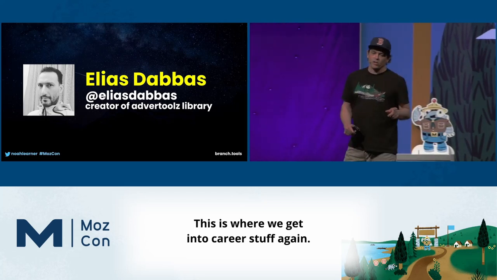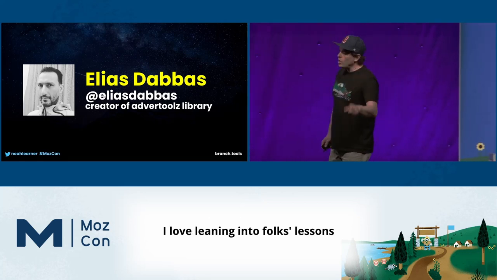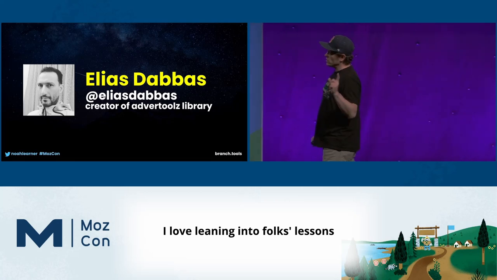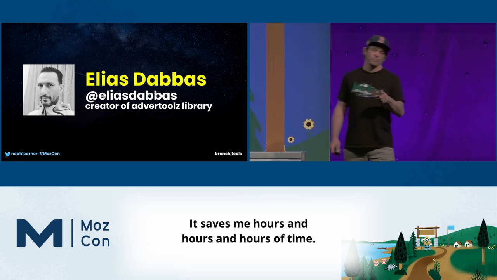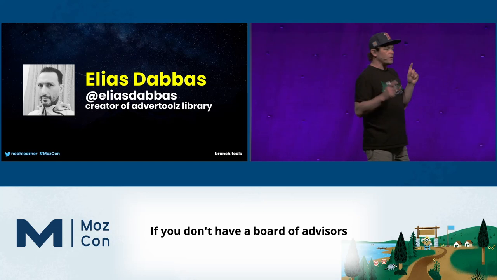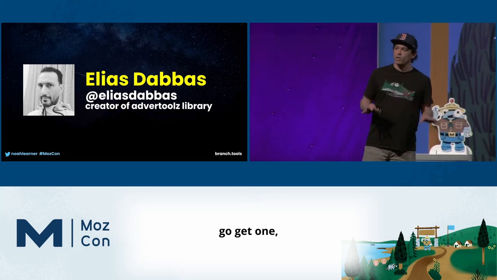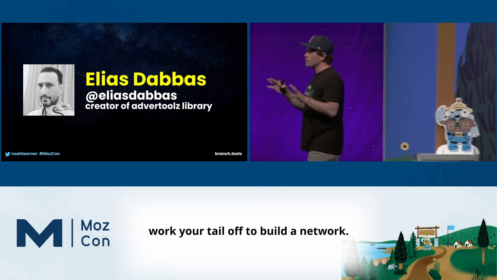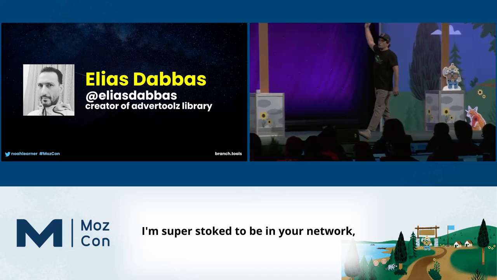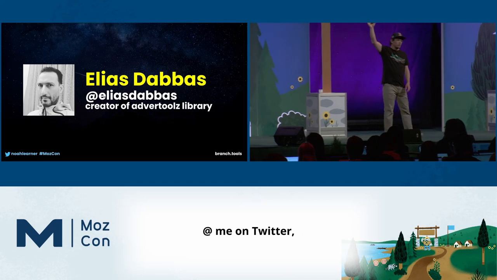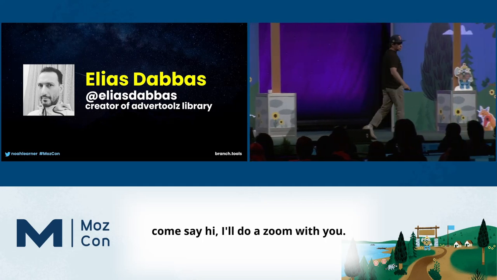This is where we get into career stuff again. I love leaning into folks' lessons that they're willing to share with me. It saves me hours and hours and hours of time. If you don't have a board of advisors for whatever your superpower is, go get one. Get a network. Work your tail off to build a network. I'm super stoked to be in your network. At me on Twitter. Come say hi. I'll do a Zoom with you.